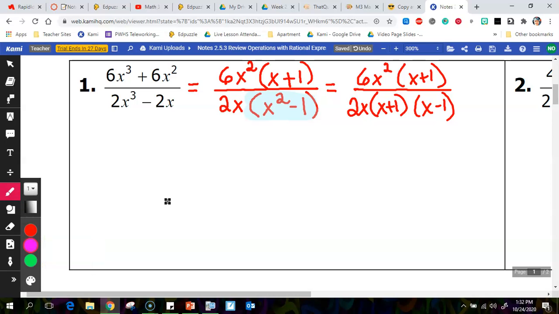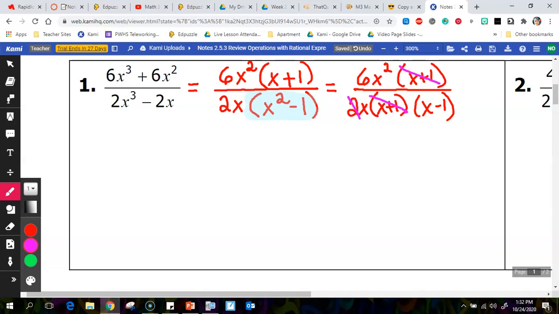Well, let's see. I have an x plus 1 here and here. Remember, it has to be numerator and denominator. You can't do two terms in the numerator or two terms in the denominator. It has to be, one has to be over the fraction bar, one has to be under the fraction bar. I can look at the 6 and the 2. I can do the coefficients.